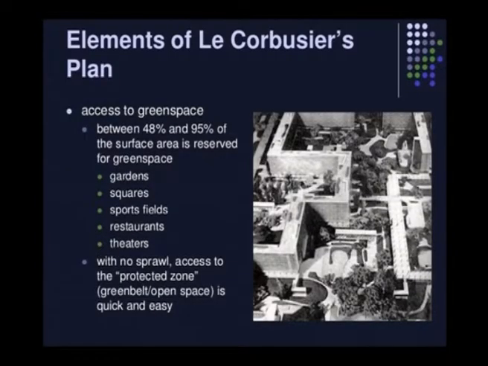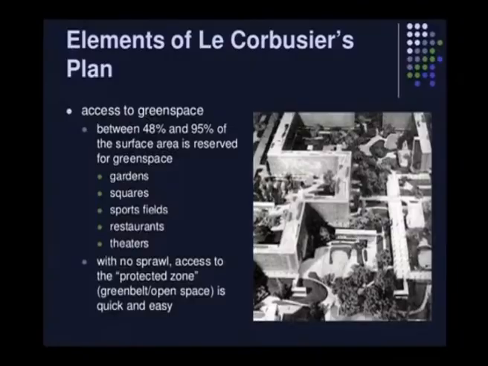These are the elements of Corbusier's plan. Access to green space: between 48% and 95% of the service area was reserved as green space, which was very high considering Le Corbusier's plan, because he has never given importance to green space other than its basic requirement as a cleaning tool in an urban fabric system. So this green space was provided in different forms, in the form of gardens, squares, sports fields, restaurants as well as theaters. With no sprawl, access to the protected zone, that is the green belt zone, is quite quick and easy. So this layout was suggested on a vertical basis.